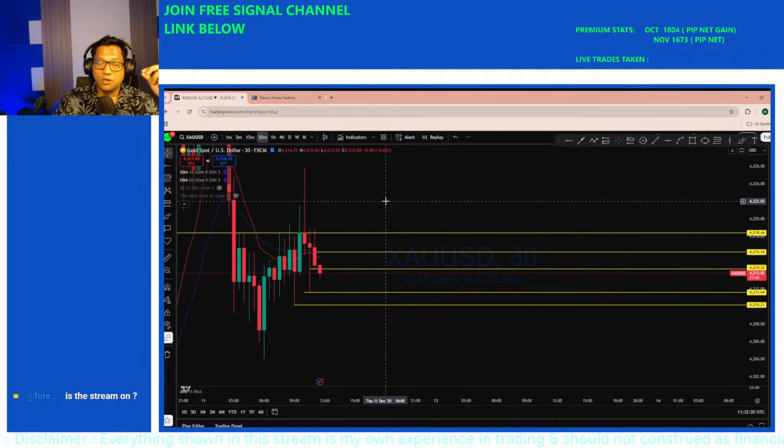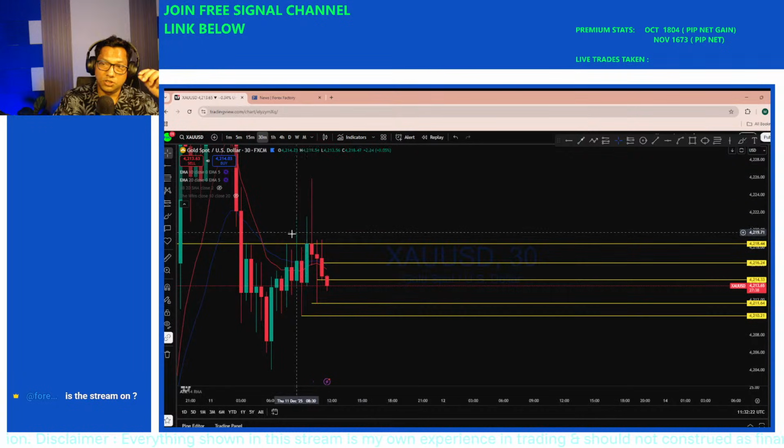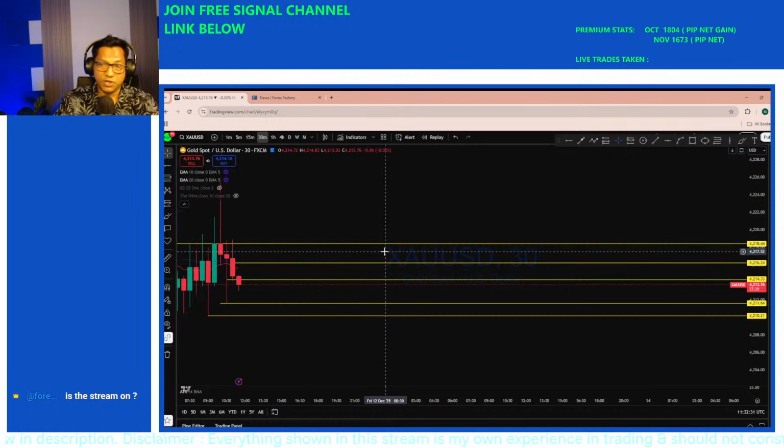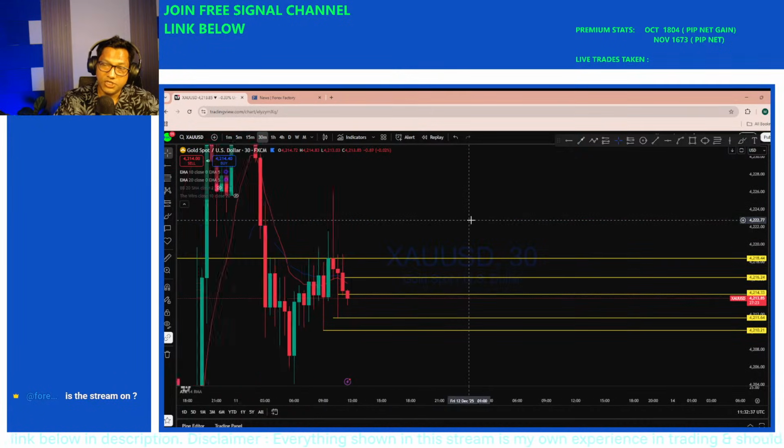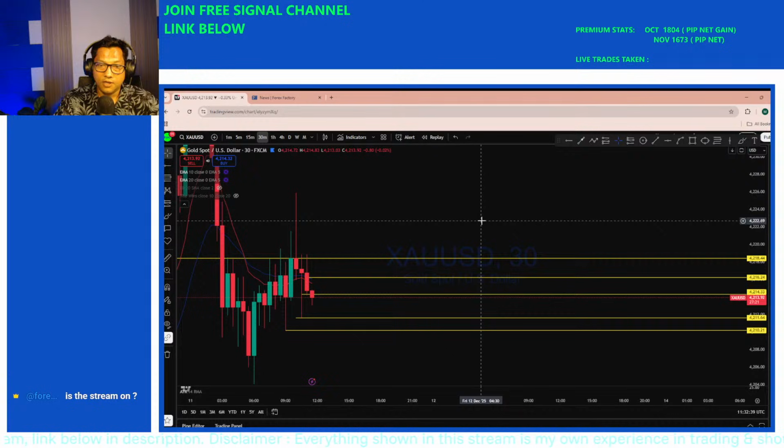And also, this is where I have a previous entry during the London session breakout or breakdown, whatever you want to say, and I have already shared this trade in detail in the free group.